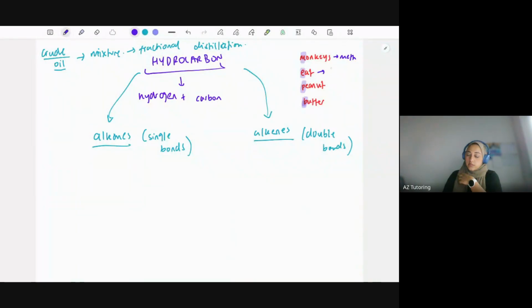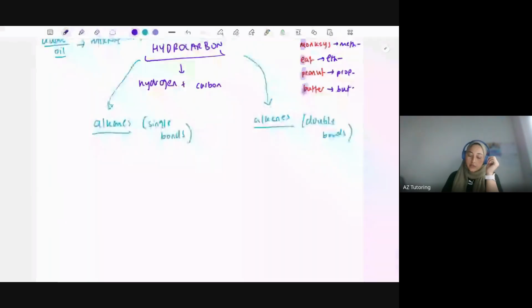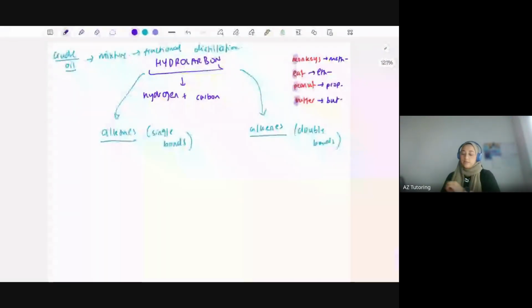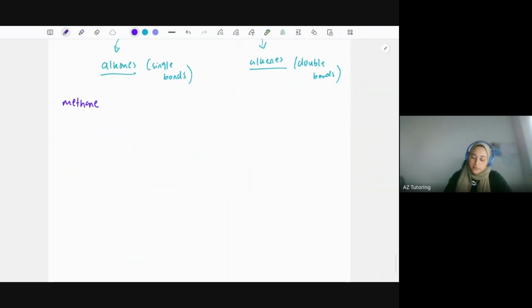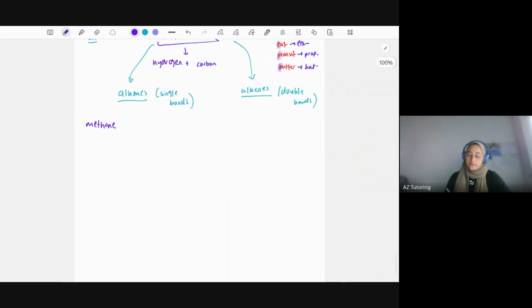The E stands for eth. The P stands for prop. And the B stands for but. So that's essentially the word that comes before it, so the prefix. So alkanes all end in "ane." So the first one is methane. So methane has just one carbon.